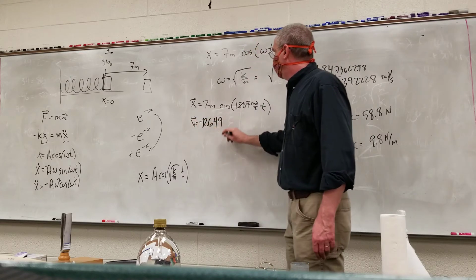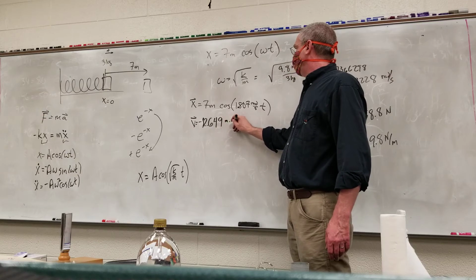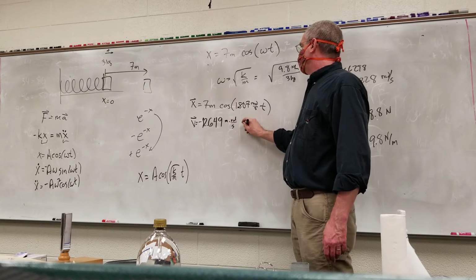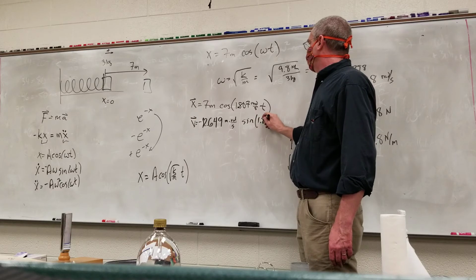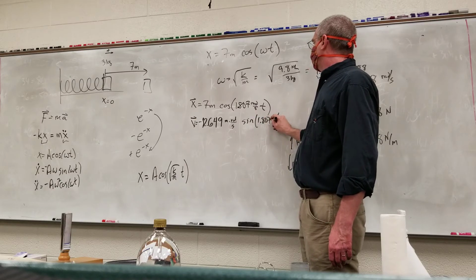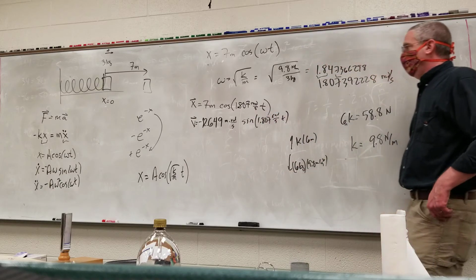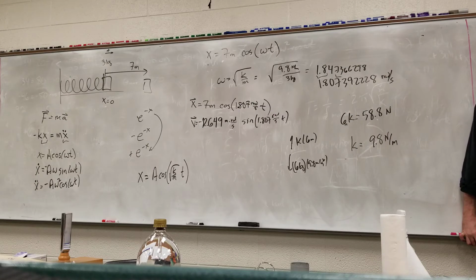Negative. That would be meters times radians per second times the sine of 1.807 radians per second times time. Now what's a meter radian per second? It does simplify. Linears. Oh, meters per second.